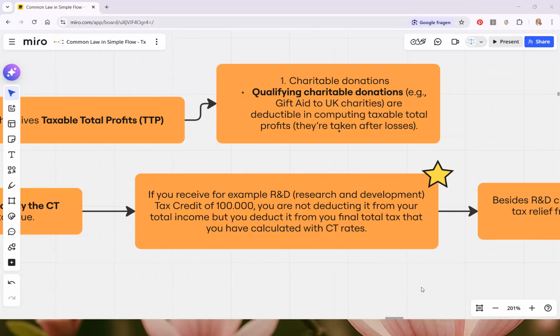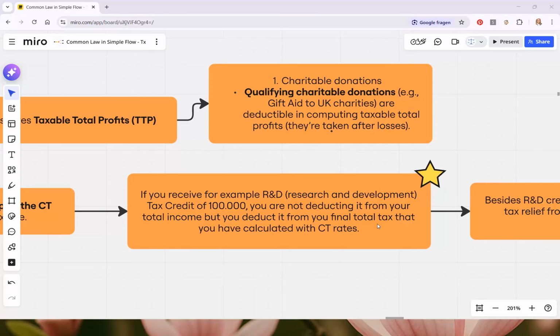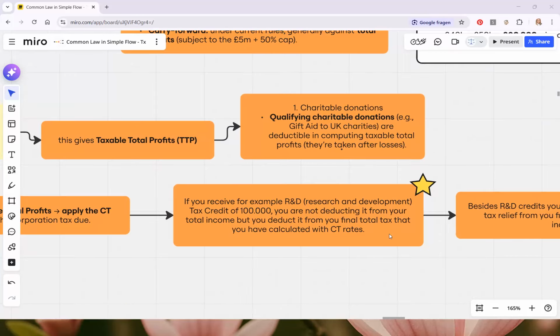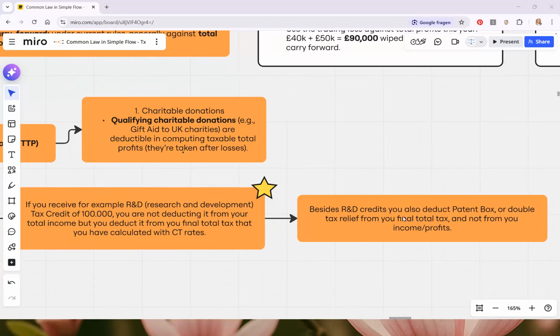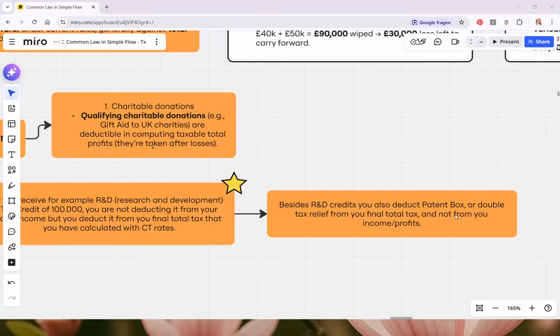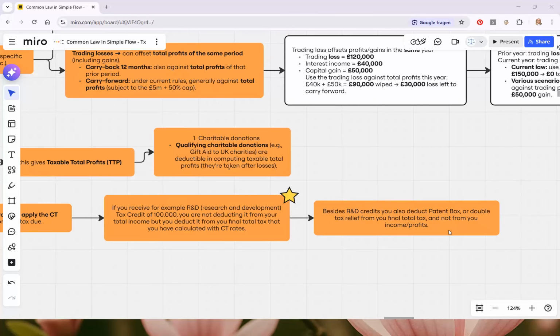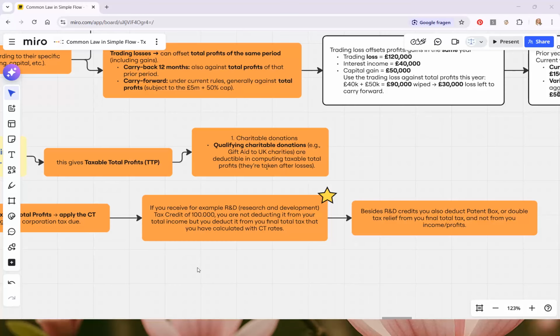If you receive, for example, an R&D research and development tax credit of 100,000, you are not deducting it from your total income, but from the final total tax that you have calculated with corporation tax rates. Besides R&D credits, you also deduct patent box or double tax relief from the final tax and not from your profits. That means some reliefs reduce your tax bill, but not your profits.